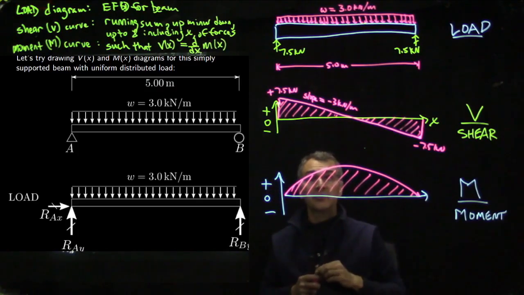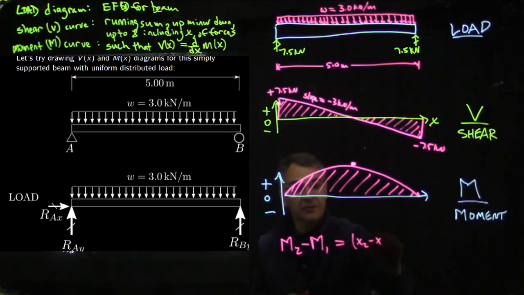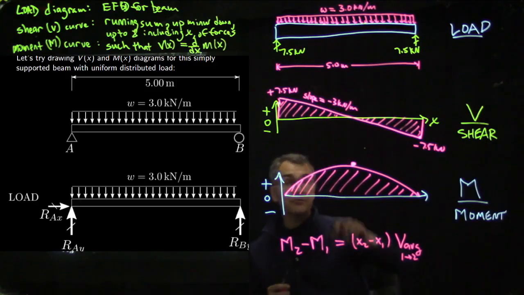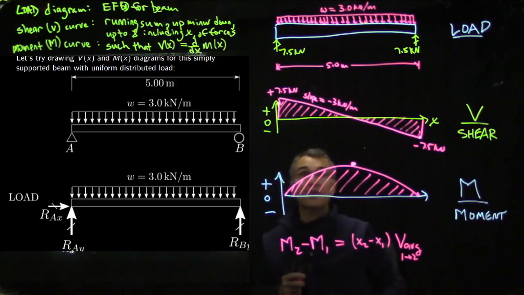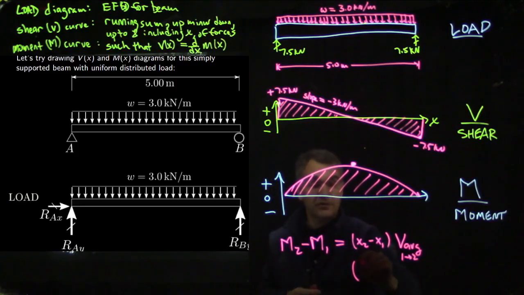Well, here's where it really helps to use that rule. So we can say M2, this point here is my point 2, and this will be my point 1. M2 minus M1 equals x2 minus x1 times the average value of V from 1 to 2. This is going to be tricky to follow. The average value of V in this region is 3.75 because we start out at 7.5 and go down to 0. So this difference in x is 2.5 meters.